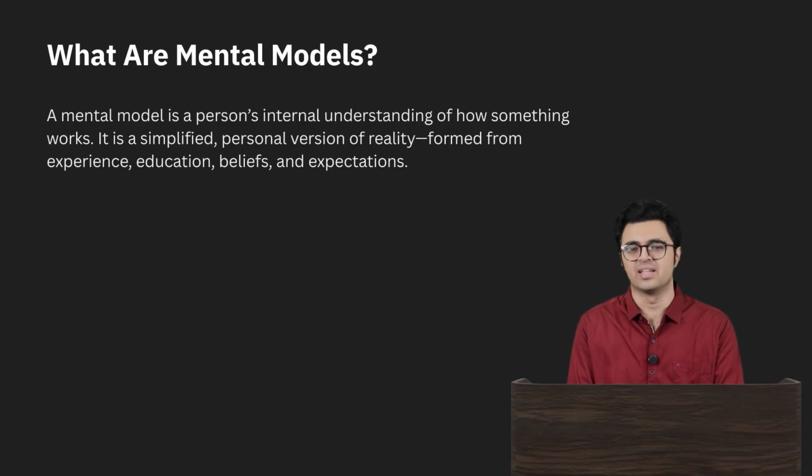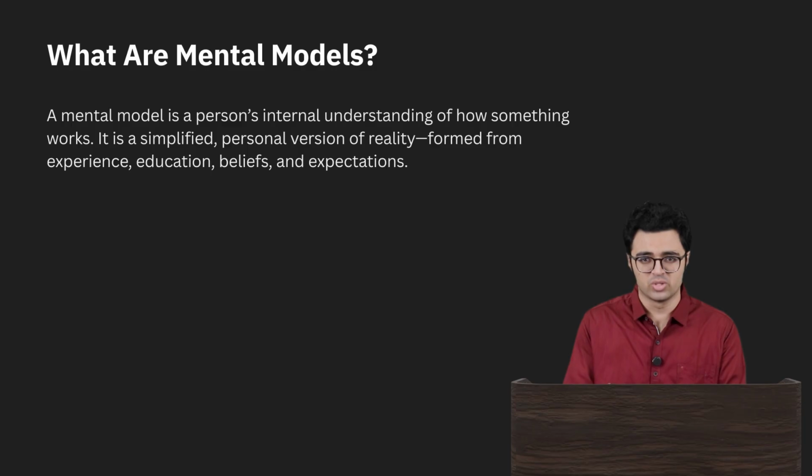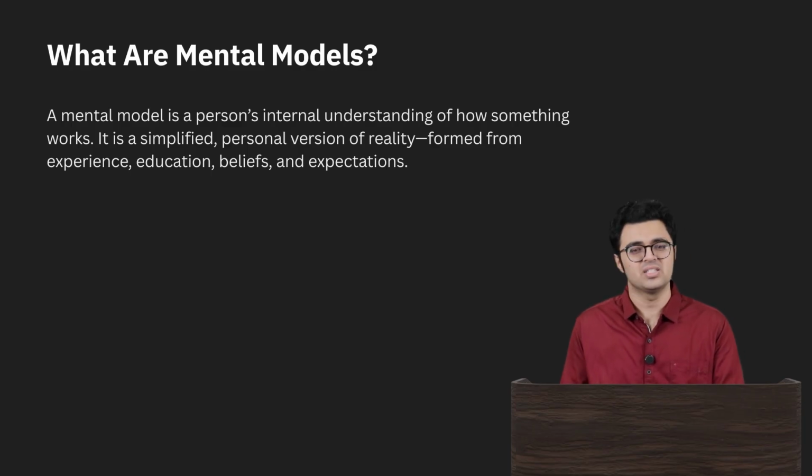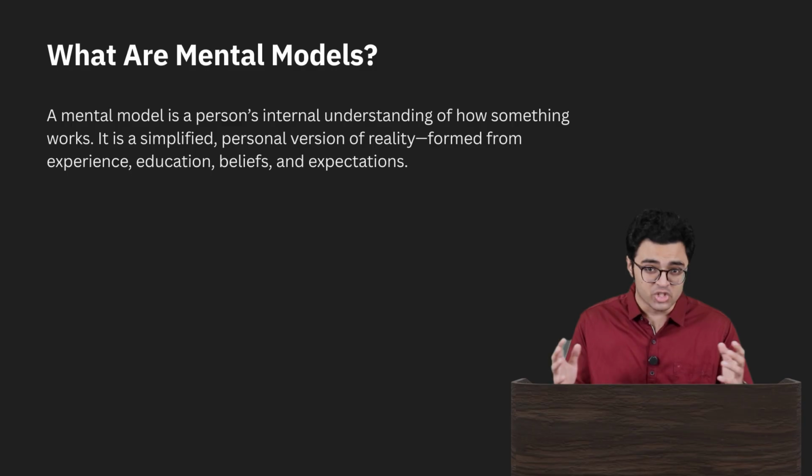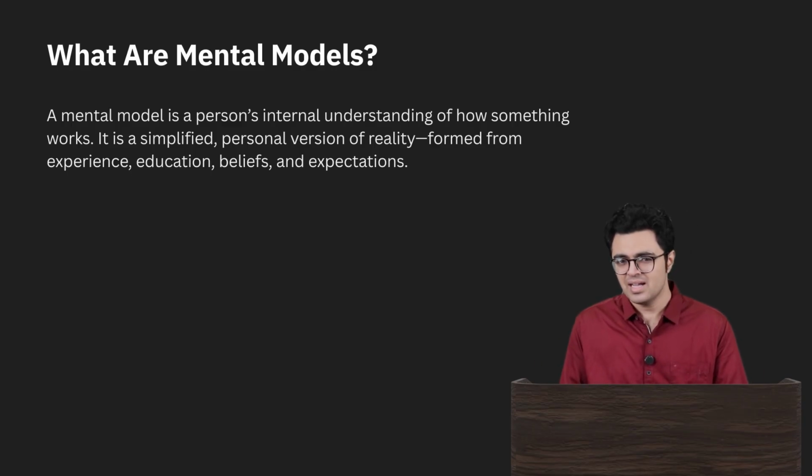So let's begin. Our first point of inquiry would be a simple question. What are mental models? Let's look at what the functioning understanding of a mental model can be. A mental model is a person's internal understanding of how something works. It is a simplified, personal version of experience, education, beliefs, and expectations. You may otherwise know it as a broader term called perspective. But I understand that the word perspective may sometimes be a little vague. It may be subjective also.